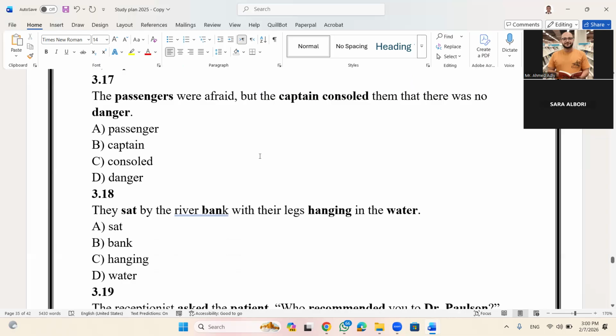17. The passengers were afraid, but the captain consoled them that there was no danger. Yeah, perfect. So here it is about some people on a plane and they got panicked, but the captain tried to do something for them.